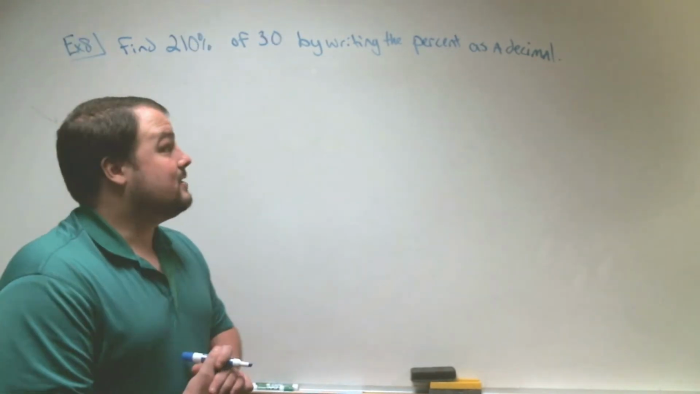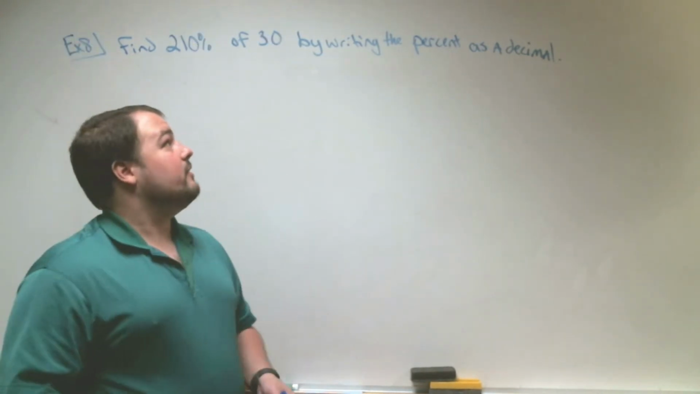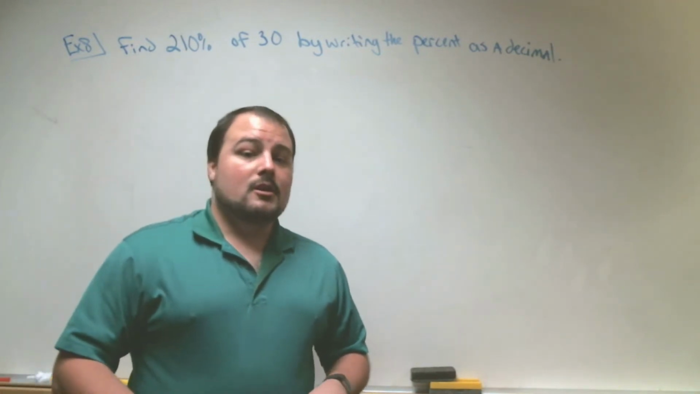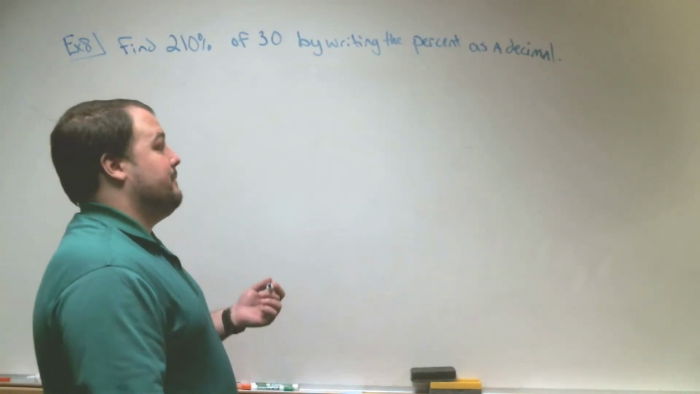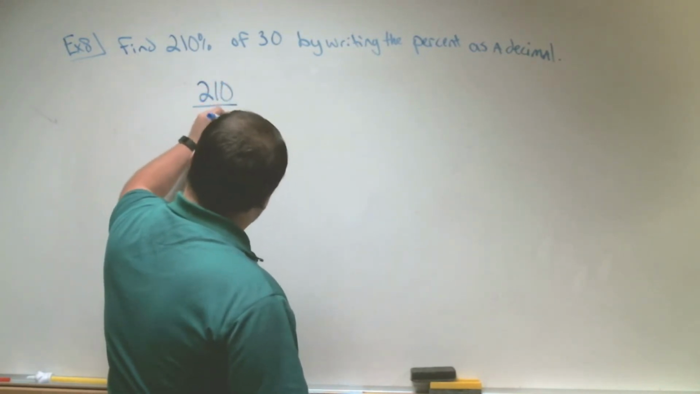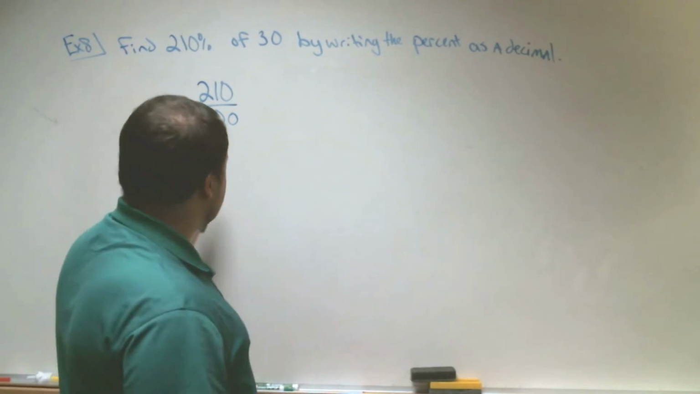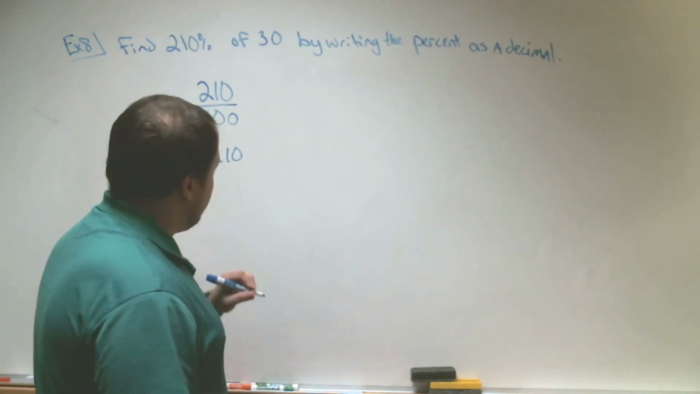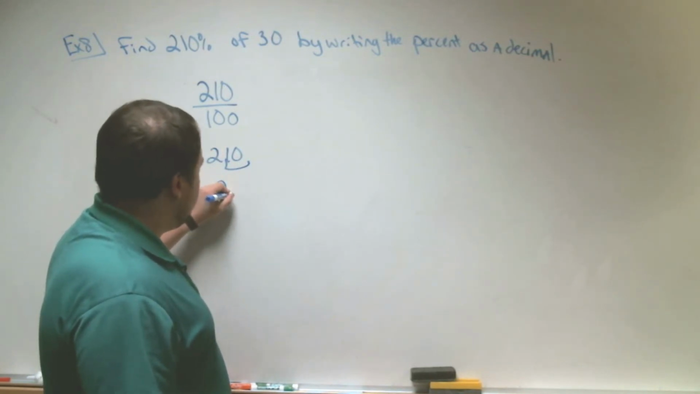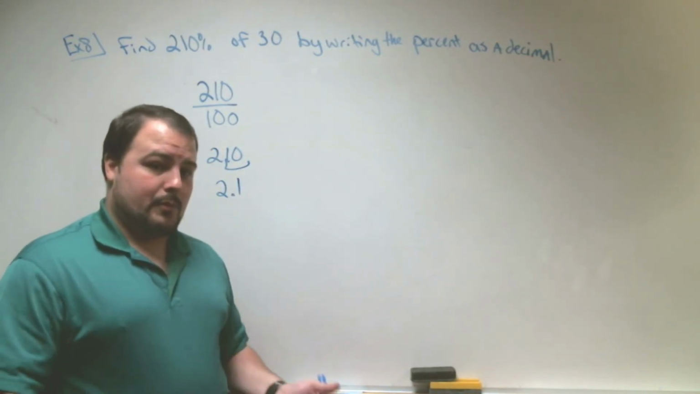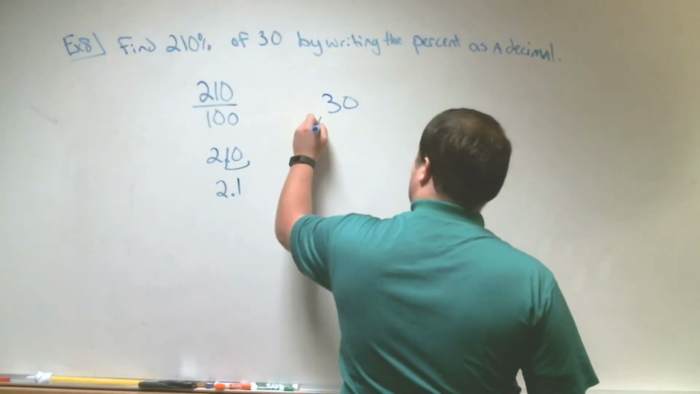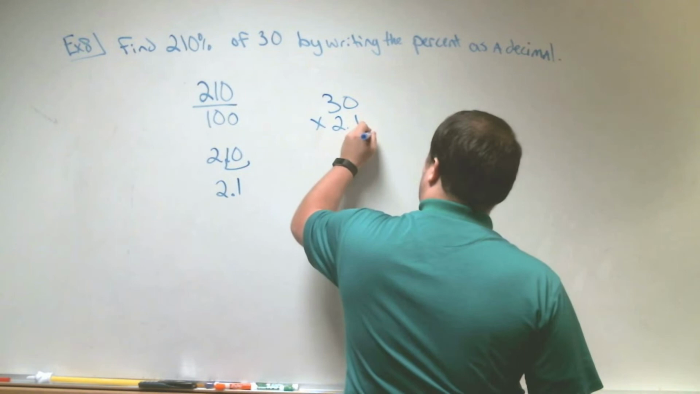In example 8, we're going to be solving 210% of 30 by writing that percent as a decimal, kind of like what we did before. To write it as a decimal, we're going to divide it by 100 again. We have 210 divided by 100. The same thing happens as we're really just taking 210% and moving the decimal from here 2 spots over. So it's going to be 2.1 is the number we're going to multiply by. So we're going to take 30 and times it by 2.1.